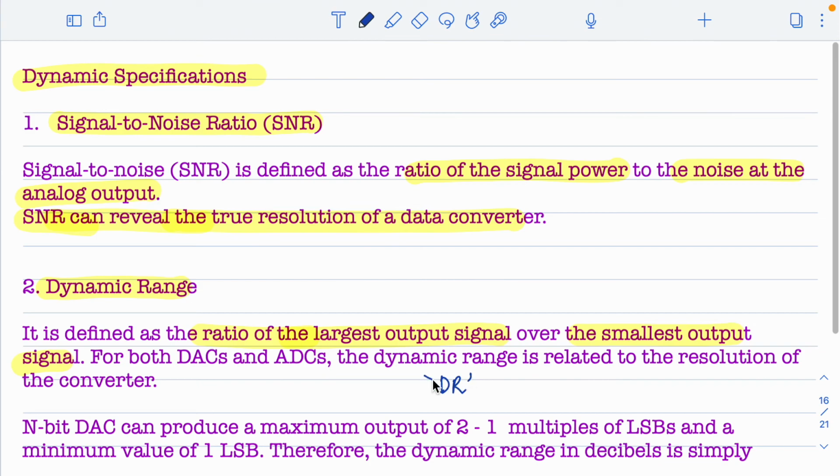The general formula we use is, for an n-bit DAC, the maximum output it can produce is 2 to the power of n minus 1, because the maximum output in the case of a DAC is the full scale voltage. Full scale voltage is the maximum output. What is full scale voltage? Are you guys with me? Can I get some response?